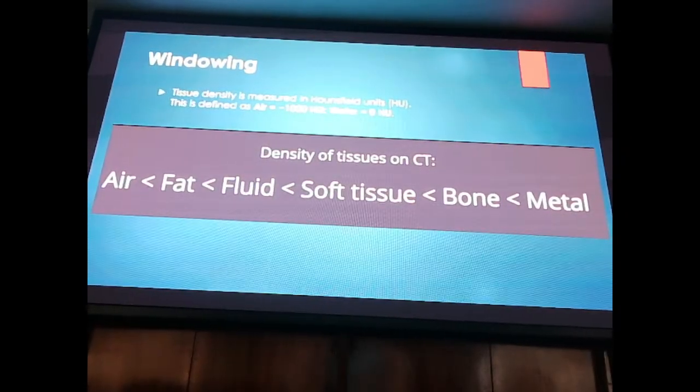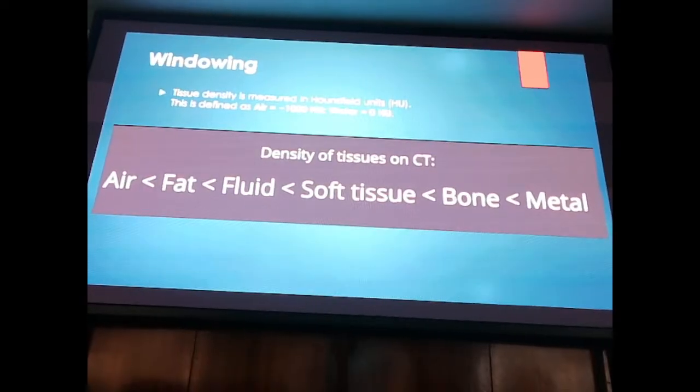Before we jump into CT, you just need to know about the windowing. You have the bone window, soft tissue window. So just understand metal is the heaviest thing, or the brightest you'll see on a CT scan, and air is the least dense, so you'll see it as black in color on a CT scan. In between air and metal, you have fat, fluid, soft tissue and bone. Okay.